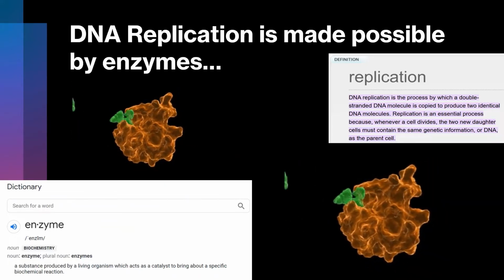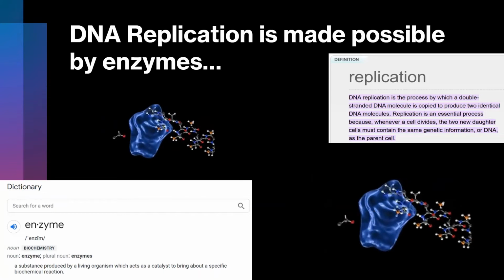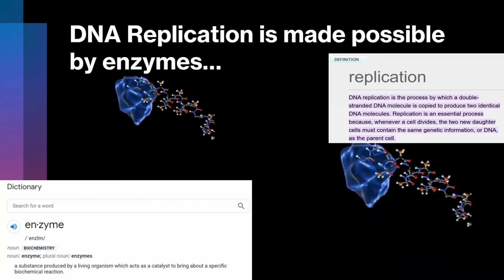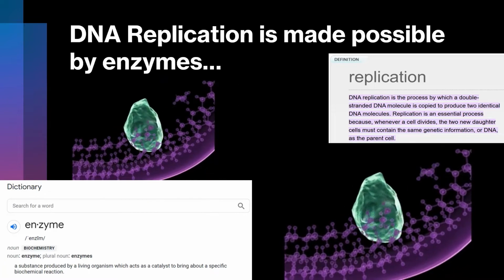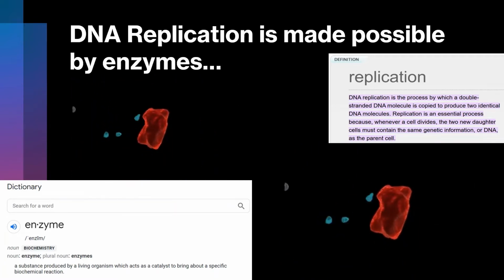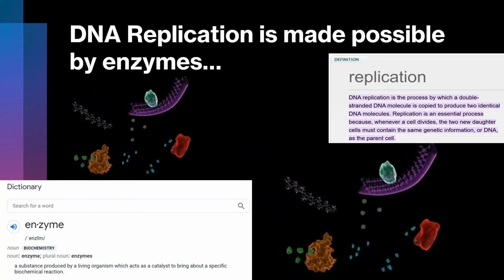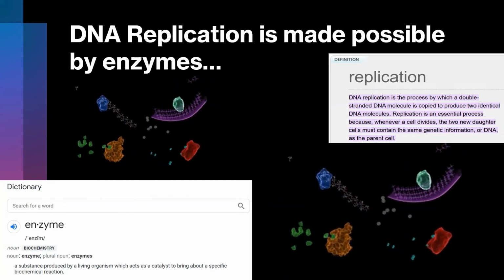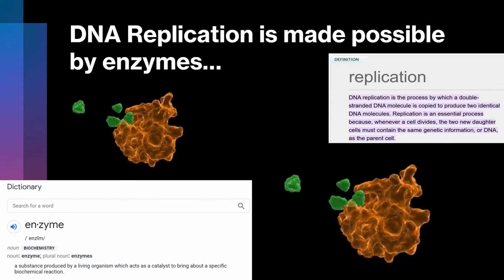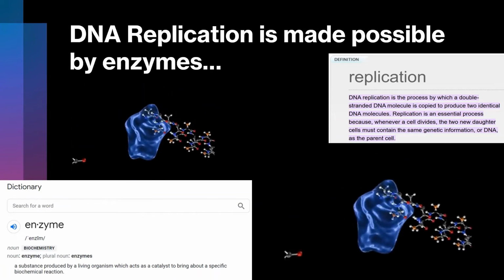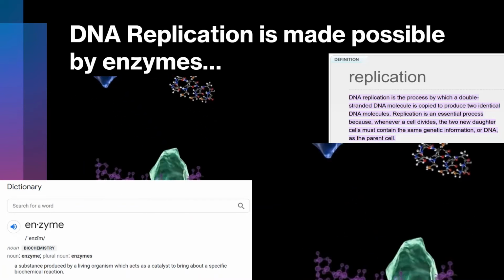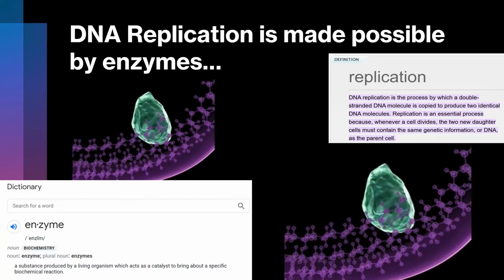So, DNA replication is made possible by enzymes. First, what is DNA replication? It is the process by which a double-stranded DNA molecule is copied to produce 2 identical DNA molecules. Seems pretty self-explanatory, but I thought it was important to include a definition. Replication is an essential process because whenever a cell divides, the 2 new daughter cells must contain the same genetic information for DNA as the parent cell.